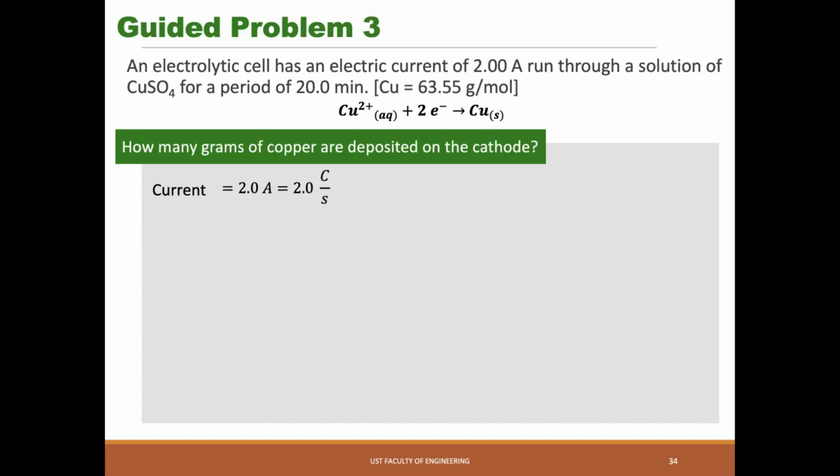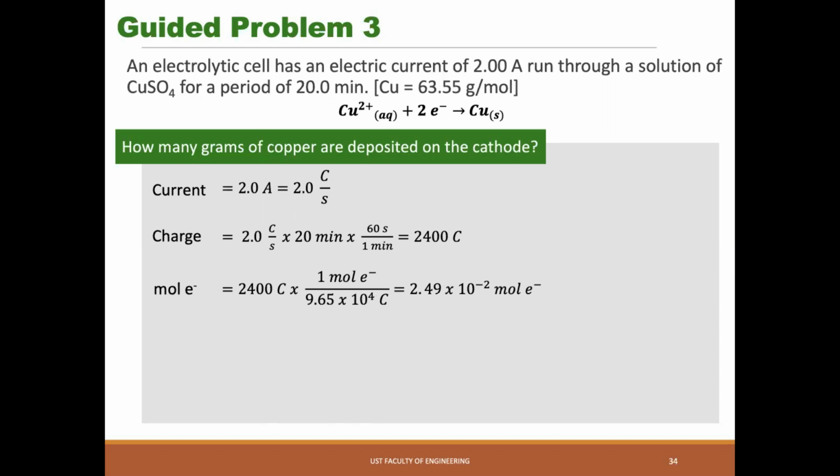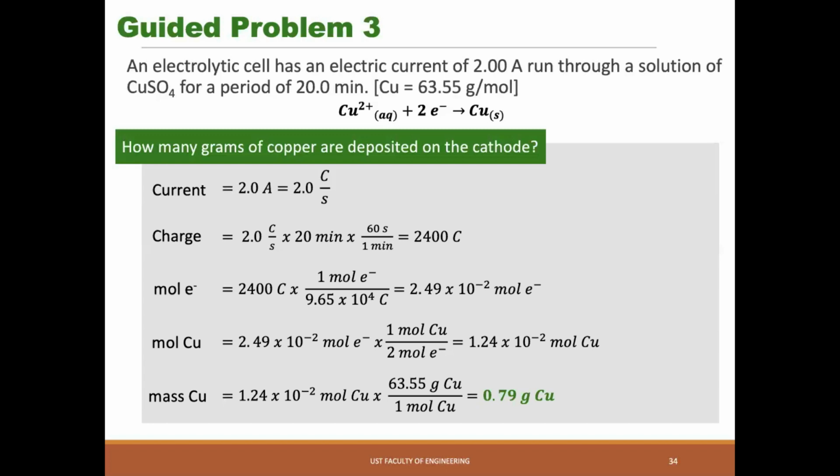So what we could do is use the given current, which is 2 amperes. That's simply coulomb per second. So we can use the amount of time given to get the electrical charge. And this electrical charge is directly related to the amount of electrons using Faraday's constant. So once we have the moles of electrons, we can use the half reaction to see that 1 mole of copper is equal to 2 moles of electrons based on the balanced half reaction that we have. So your moles of copper could simply be converted to mass using the molecular weight, which is also given to be 63.55 grams per mole, which we would arrive at a mass of copper of around 0.79 grams.